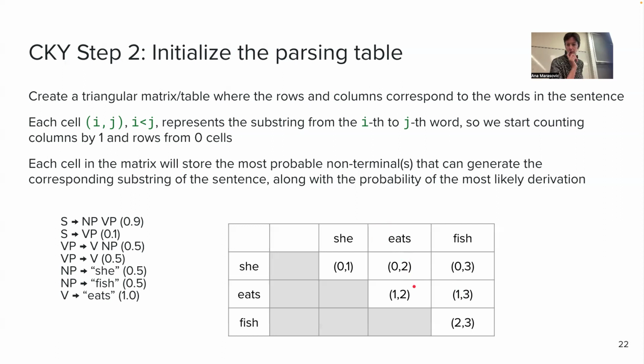I just want to make sure I'm not telling the wrong thing. So from 0 to 3 is "she eats fish." Then from 1 to 3 is "eats fish." Okay, so I guess the way to read it is you are starting at word 1, we are starting to count from 0, 1, 2, and then 3 is where you finish. I think this is kind of nice to think about that.